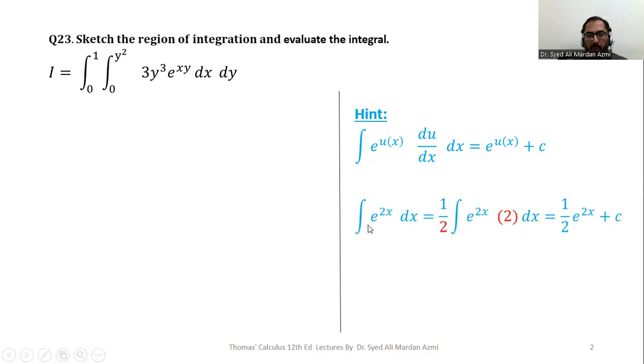Here's an example. If you have to integrate e raised to power 2x with respect to x, then first of all, we will create the derivative of the power by multiplying by 2 and then balancing it by dividing by 2. Then the integration of this whole function e raised to power 2x multiplied by 2 is e raised to power 2x, and 1 by 2 is from the outside of the integral. So this is the procedure which you will use for the integration of the exponential function. Why am I discussing this here? Because we need this concept in this particular question.